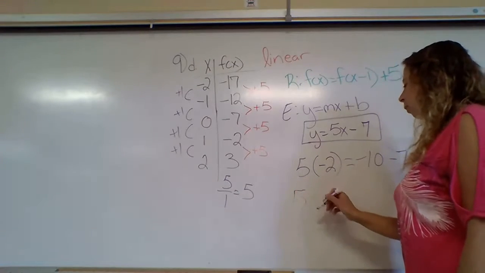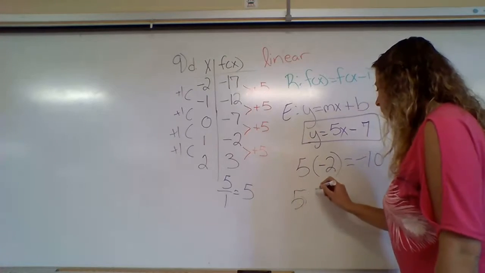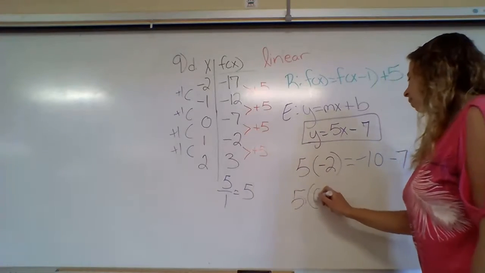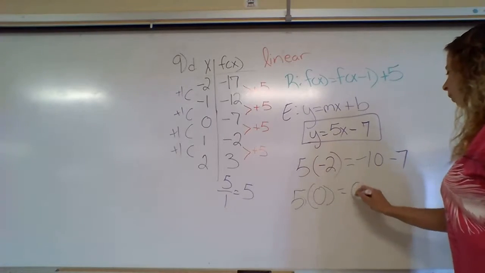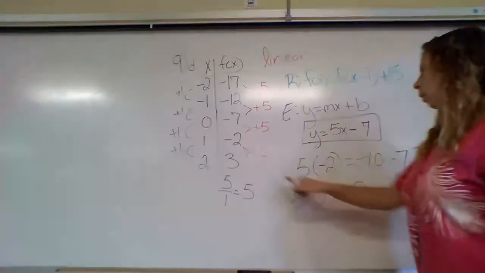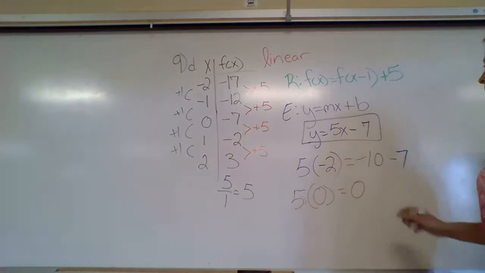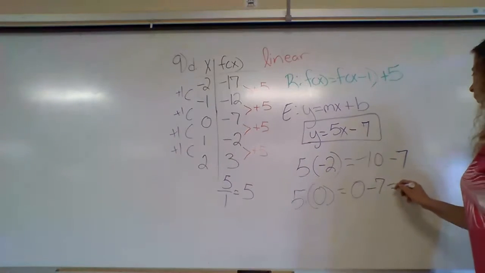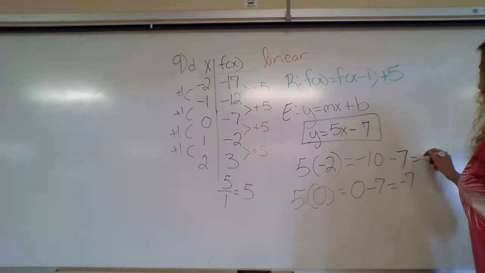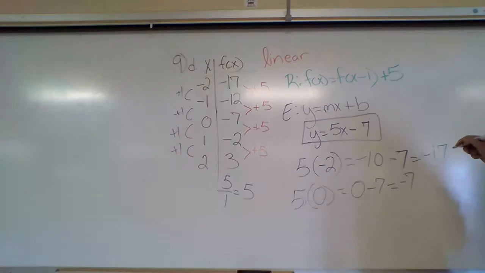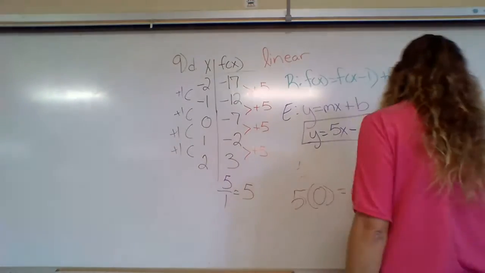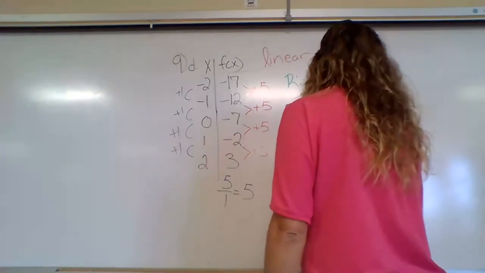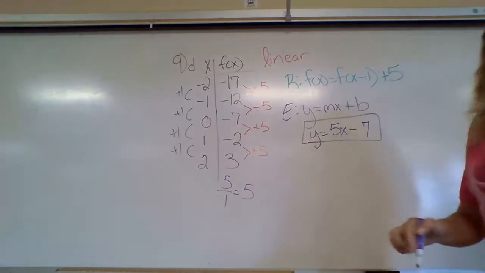We'll do one more. 5 times 0 is 0. But when x equals 0, y is supposed to be negative 7. How do I get there? I subtract 7. Sorry, equals negative 7. Can you see that still? Yes. Okay. So that's how you could have figured it out. But they gave it to you, so we don't have to do this part. And that is all you need for D.